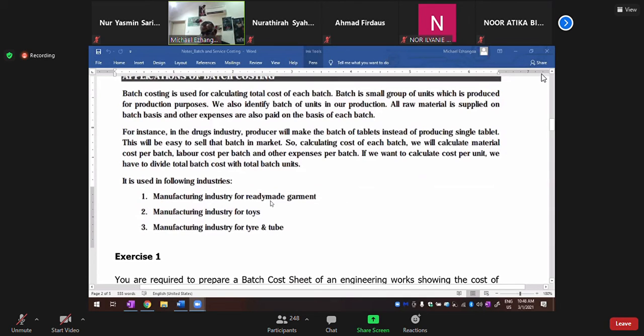Used in the following industries: manufacturing industry for ready-made garments, clothes. This is not process costing. Although it might all be made in the same factory, they produce in batches. Once a batch is completed, only then you move on to a different batch, and they won't make the same batch all the time.